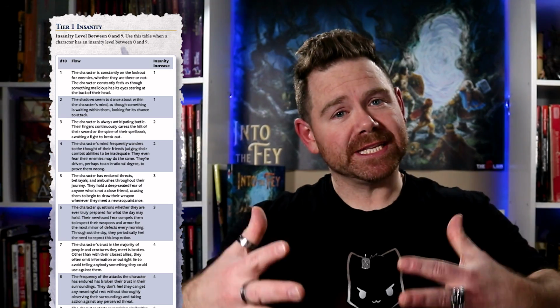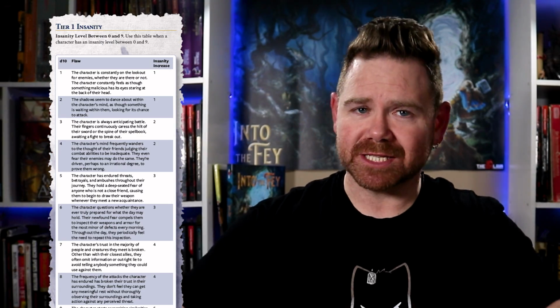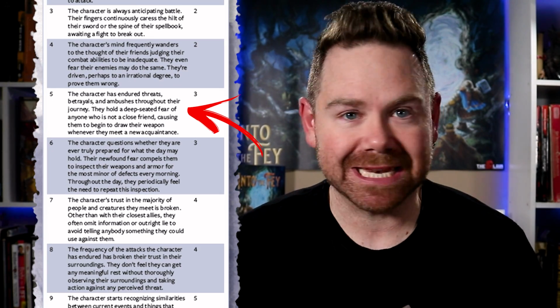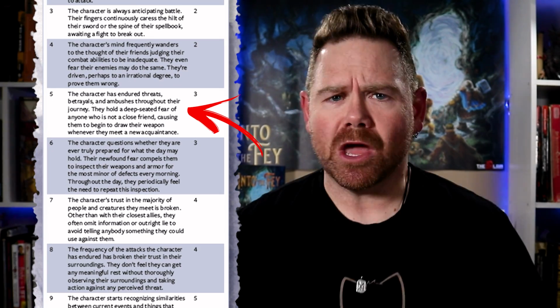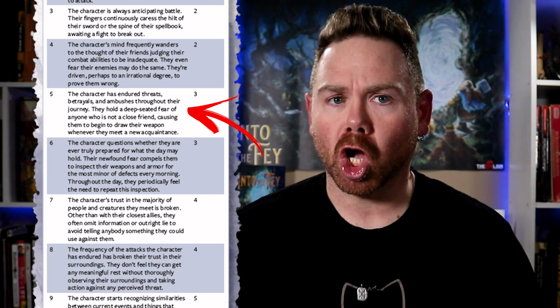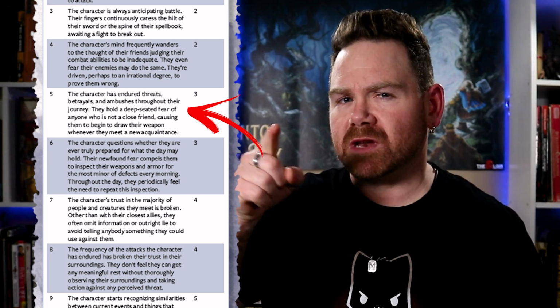Now, tier 1 insanity just gives a character flaws that they roleplay out, such as the character has endured threats, betrayals, and ambushes throughout their journey. They hold a deep-seated fear of anyone who is not a close friend, causing them to begin to draw their weapon whenever they meet a new acquaintance. Such flaws wouldn't necessarily affect gameplay too much, though it would certainly lead to some interesting role-playing. And that's exactly the point. The beginning stages of insanity should not be too punishing. It's role-playing stuff. It's fun.